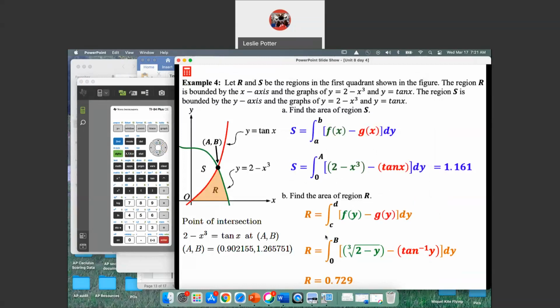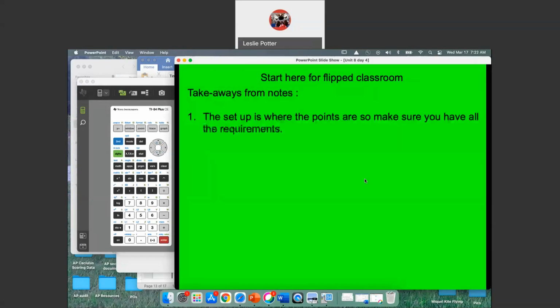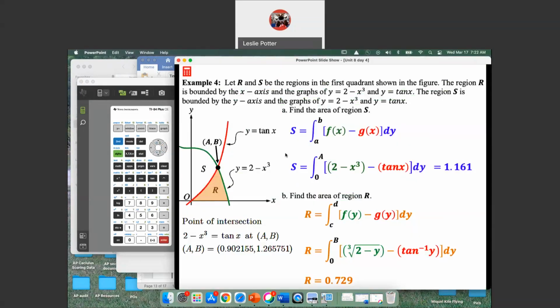Now, a quick comment here. If this was a setup and do not solve, then you would stop right here for part A. You'd stop right here for part B. Okay, so just to kind of give you an idea about that.